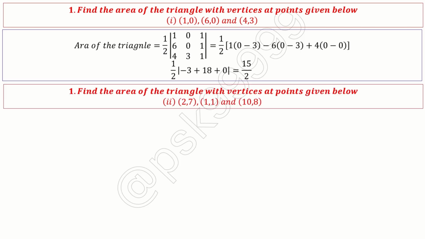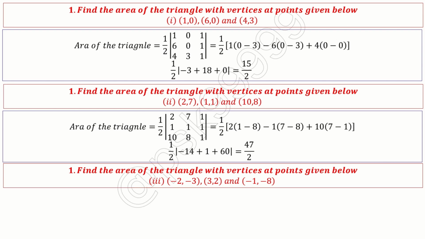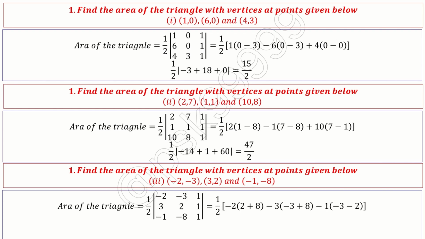Similarly, you can do other problems. Second, 2 comma 7, 1 comma 1 and 10 comma 8, which is exactly the same. You can do it yourself and cross check the answer here. Third, same, the 3 points are given, again find it. So you get 15 as the answer here.